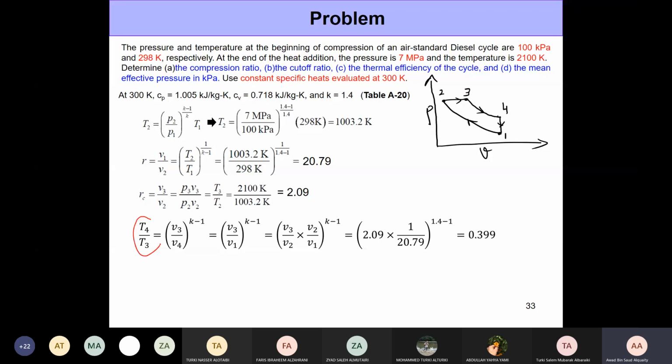So I can write T4 by T3 as V3 by V4 raised to K minus 1. Now, I know that the heat rejection process always occurs at constant volume across the different cycles we have discussed for engines, right? Whether it's Otto, diesel, or dual cycle, the process 4 to 1, which is the heat rejection, always occurs at constant volume. So V4 is actually equal to V1, right? So I can replace V4 with V1. So I have V3 by V1 raised to K minus 1.